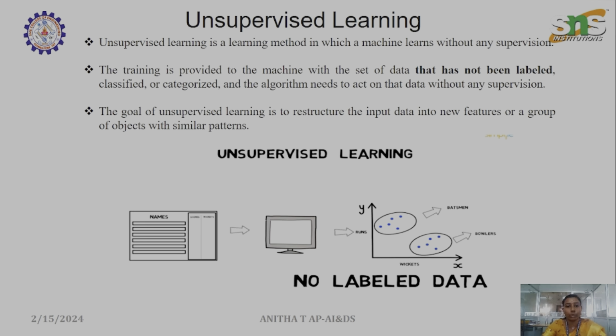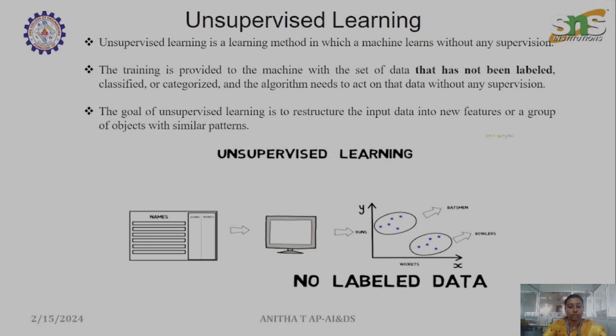The goal of unsupervised learning is to restructure the input data into new features or a group of objects with similar patterns. These are the unsupervised learning techniques that have no labeled data sets. And unsupervised learning algorithms are good for the following tasks: clustering, anomaly detection, association rules, and dimensionality reduction.